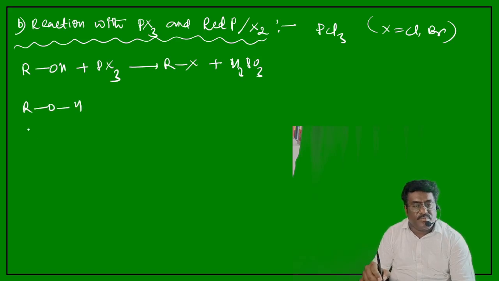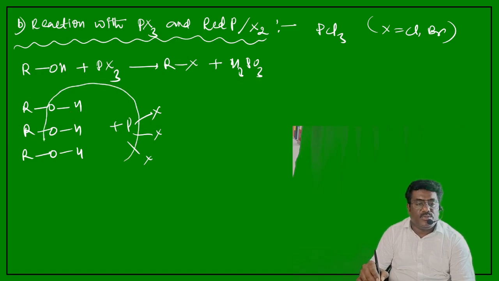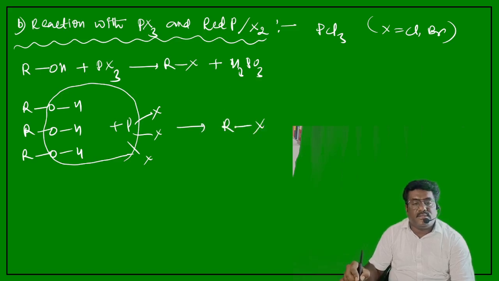I am taking 3 moles of alcohol, ROH, with phosphorus trihalide, PX3. Remove the H3PO3. What is the product? 3 moles of RX and H3PO3.